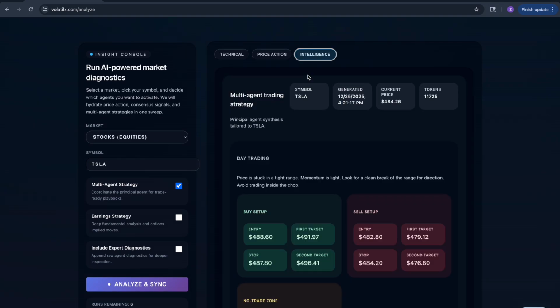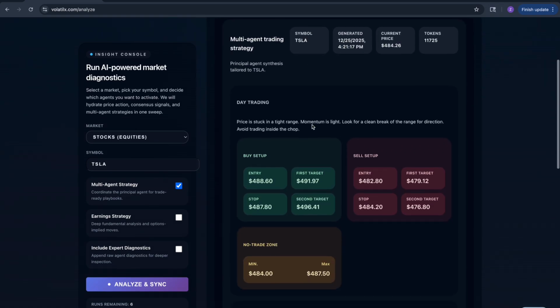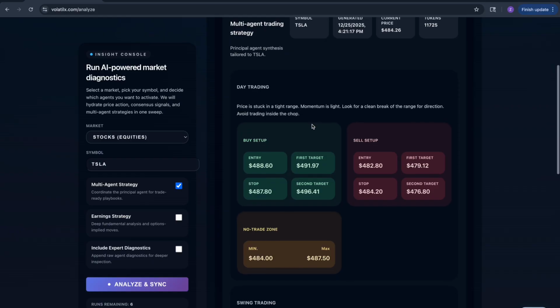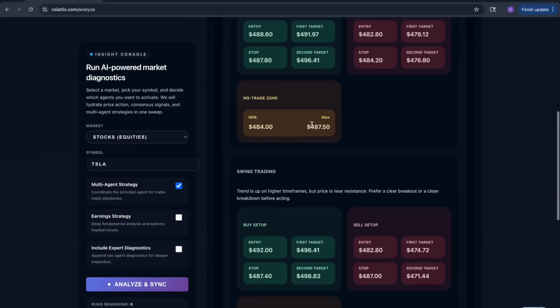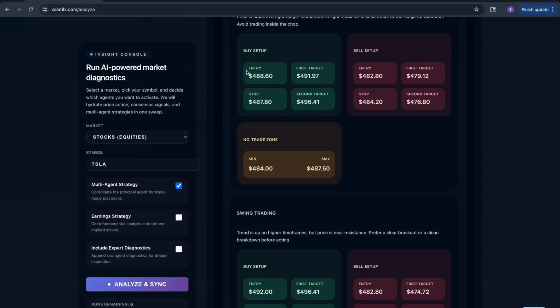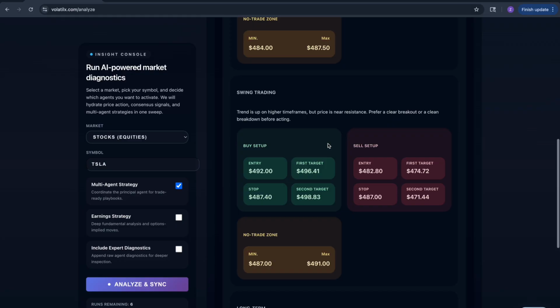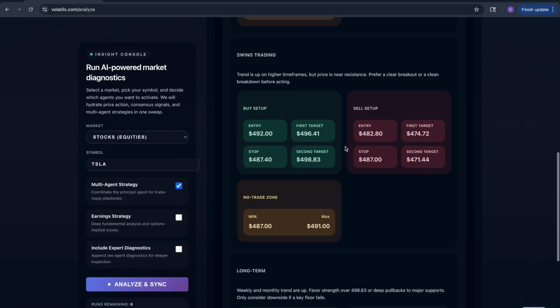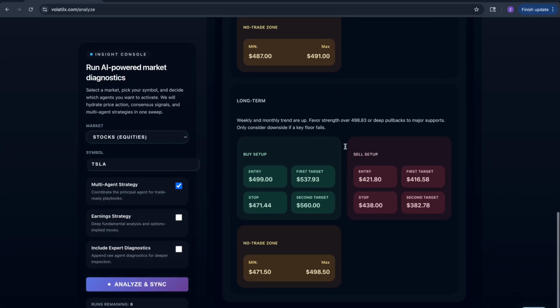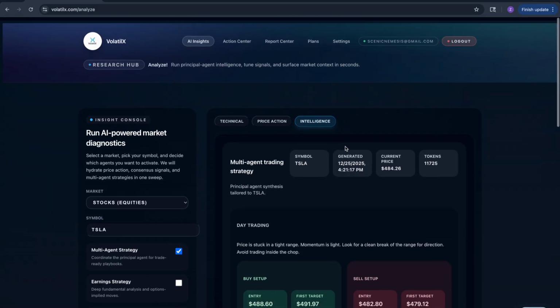On the intelligence page, we have a multi-agent trading strategy. We have the buy, sell, and no trade zones with entry, stop, and target price points. We now have a feature where you can select between day trading, swing trading, and long-term trading and run the AI agents based on your needs.